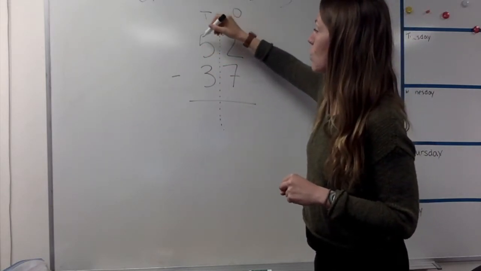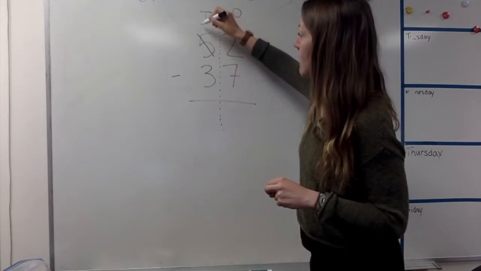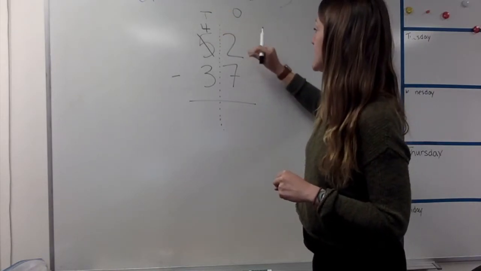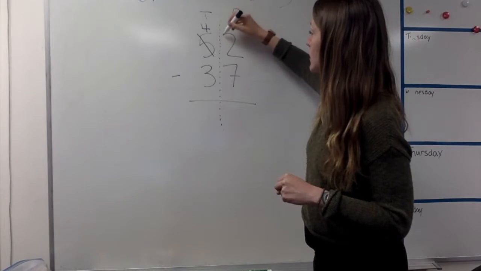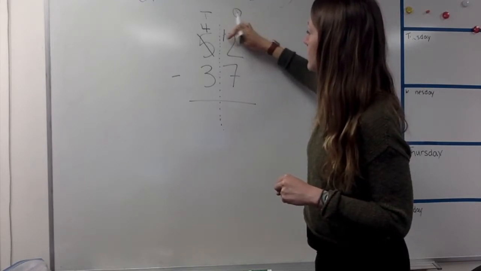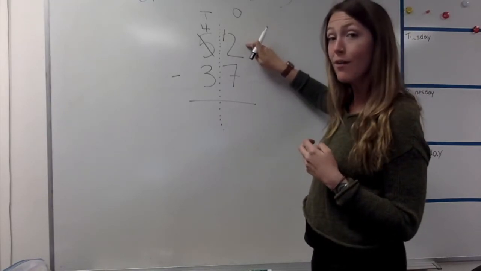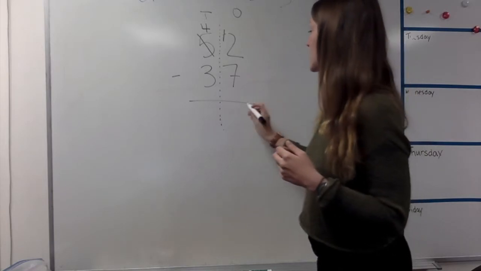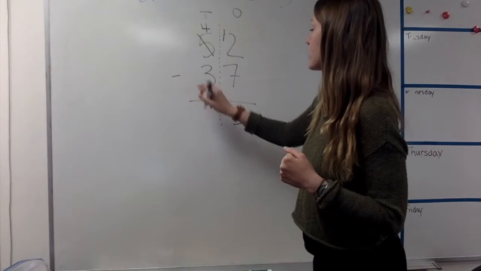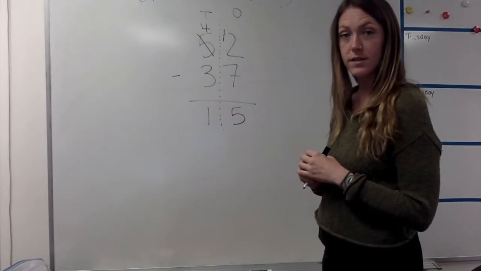So I'm going to take 1 ten from our 5 tens, which means I have 4 tens left. Then I'm going to take that 10 and bring it to the ones place. So if I add a 10 to 2 ones, I have 12. So now I can say 12 take away 7 is 5. And 4 take away 3 is 1. And my answer is 15.